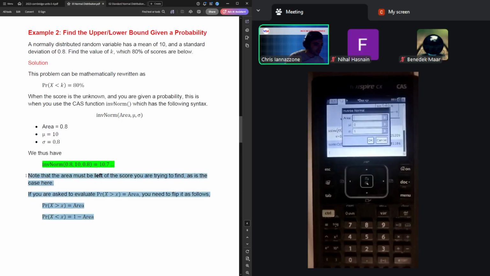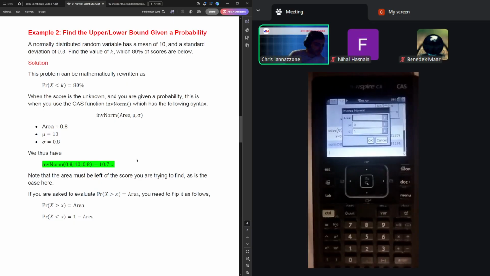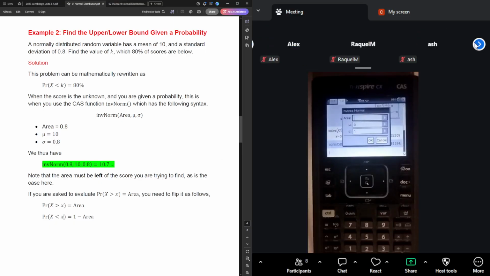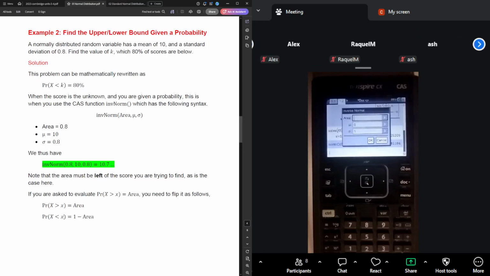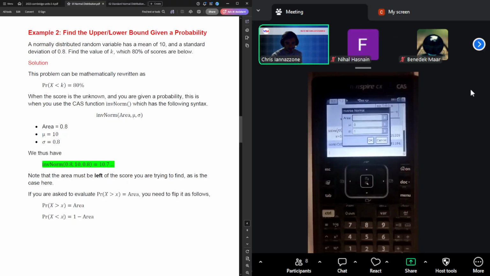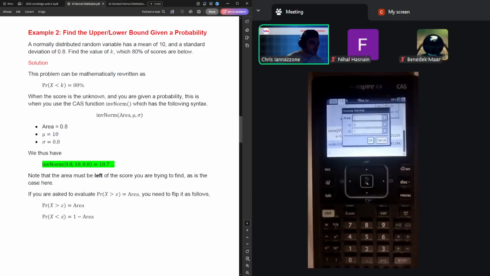If you look back at the screen share, I do detail how you can flip that. If you're asked to find x greater than a certain thing, you need to flip that by doing a 1 minus, thus getting your area pointing left. This CAS unfortunately is limited in a way where you do need to have that area pointing left. For those using the Casio, the white CAS, you actually can choose what the tail is going to be. You can choose whether you are pointing left or pointing right. But okay, we're already pointing left, so we don't have to worry about that.